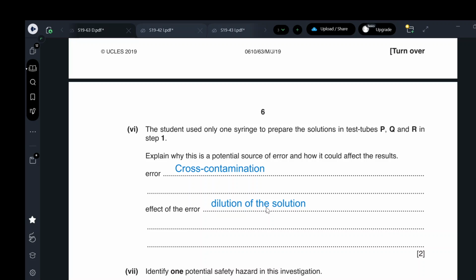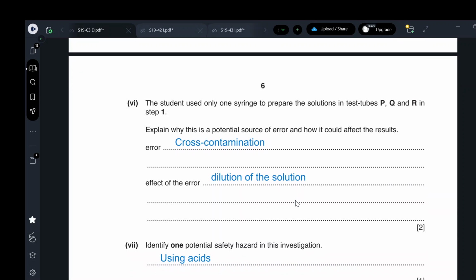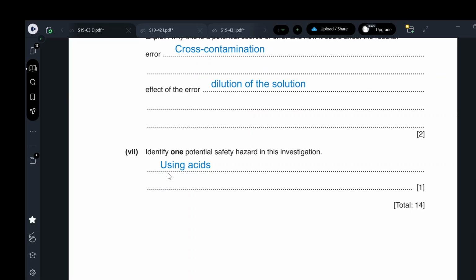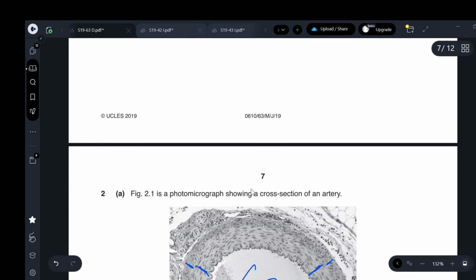Identify one safety hazard. Take care. He's asking you about the hazard, not the safety precaution. What is the hazard here? So the hazard in this experiment is using acids. Okay. Question 1 is done. Let's check question 2.